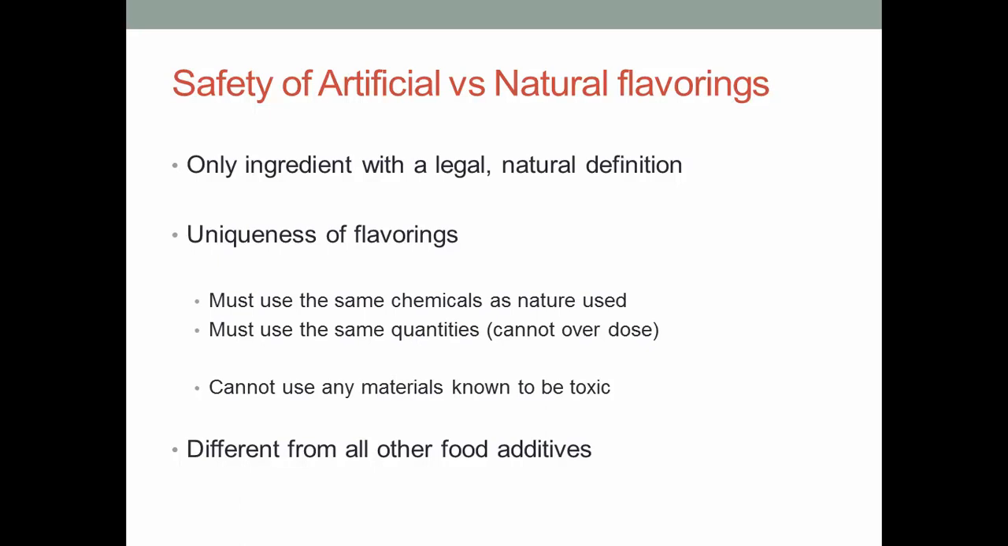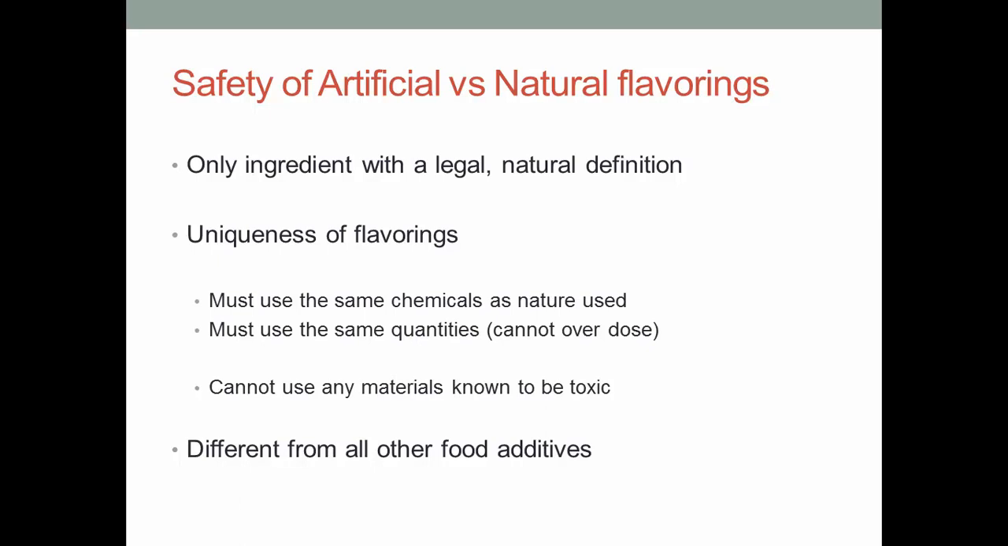In a cup of coffee, there's well over 900 volatiles that are produced. 267 of them are not approved for food use. They're not safe, or they're not known to be safe. If a company reproduces coffee flavor, they cannot use any of those 267 chemicals. They can only use the chemicals that are tested and proven to be safe.